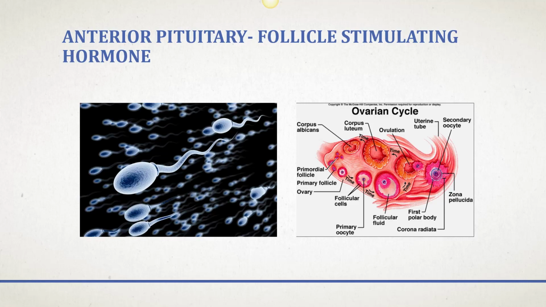Another word for sperm production is spermatogenesis. Genesis is the creation of something. Spermato is talking about sperm. So spermatogenesis, that's the scientific term for sperm production.